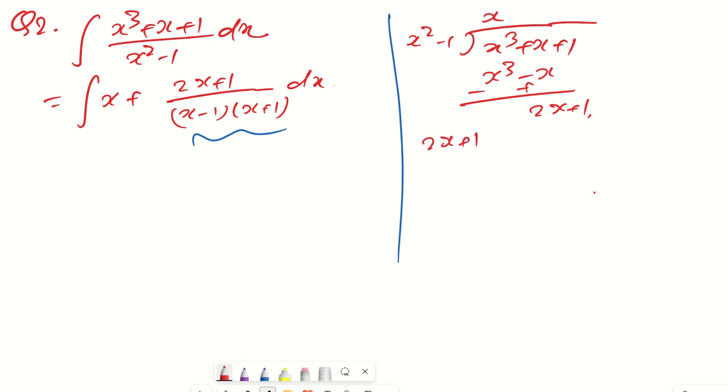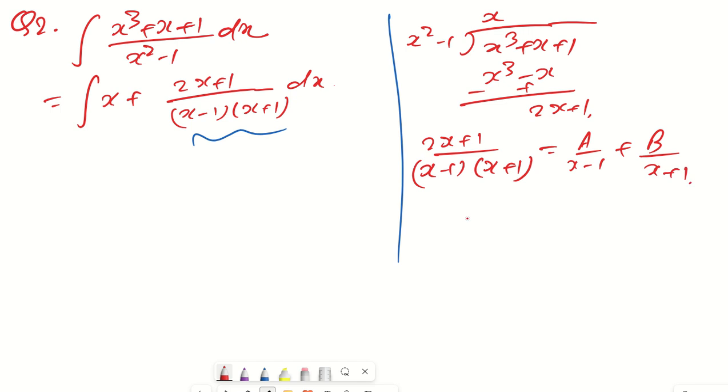I have 2x plus 1 by (x minus 1) into (x plus 1). This one I can write as a by (x minus 1) plus b by (x plus 1). To get the values of a and b, I have told you, so let us do that. A equal to, what will happen? 2x plus 1 by x minus 1 will get cancelled, so (2x plus 1) by (x plus 1) at the value of x equal to 1. So by putting x equal to 1, what will happen? 2 plus 1 by 1 plus 1, that is going to be 3 by 2.